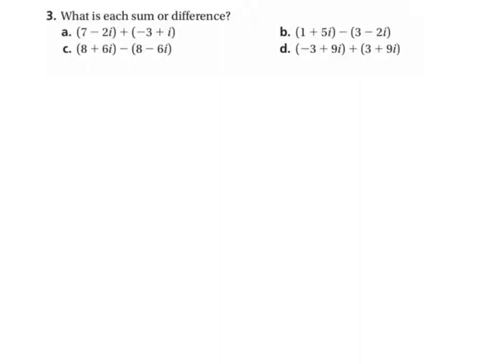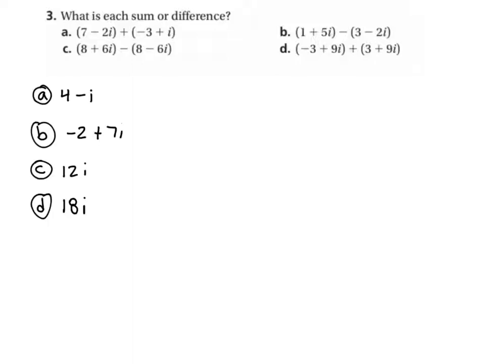So with that in mind, go ahead and give A, B, C, and D a shot here, and then when you're ready, unpause the video and check your answers. So in this case, if you've done it correctly, for A, you get 4 minus i. For B, you get -2 plus 7i. For C, you get 12i, and for D, you get 18i.